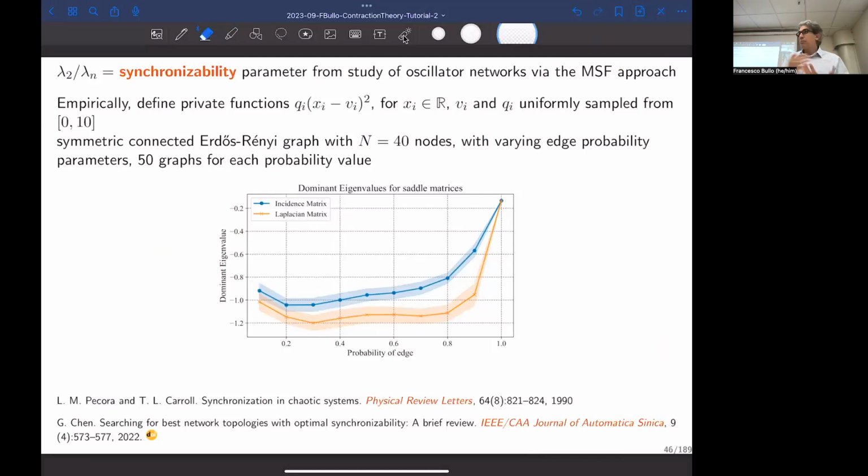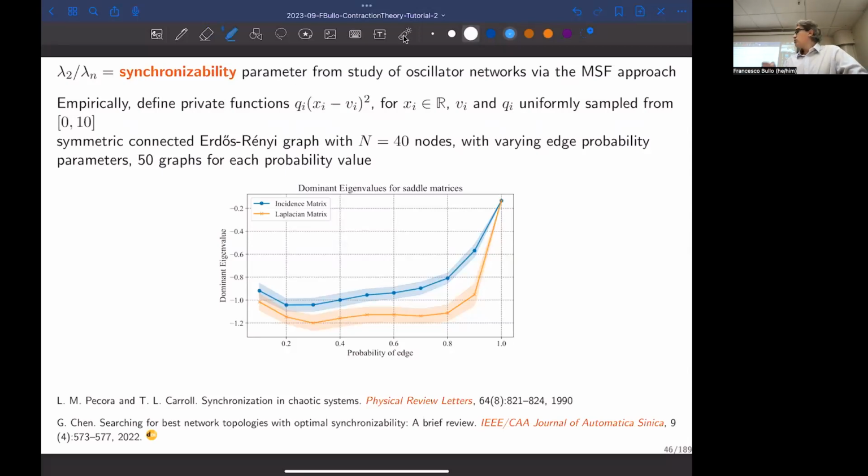So we've seen that my estimate of the contraction rate for the incidence has the synchronizability, and for the Laplacian it is the synchronizability squared. The synchronizability is less than 1. So what you can do is very, very simple. Empirically, you can just ask yourself the question, is it true that for a simple problem that one is faster? Which one of the two is faster?